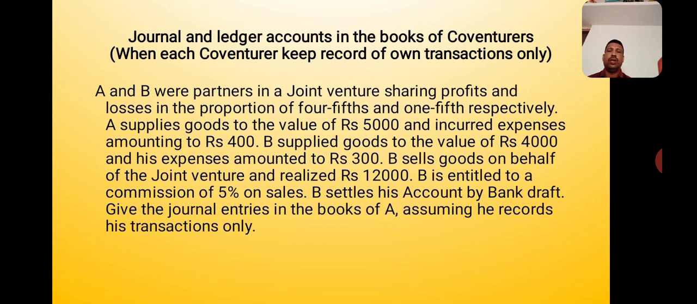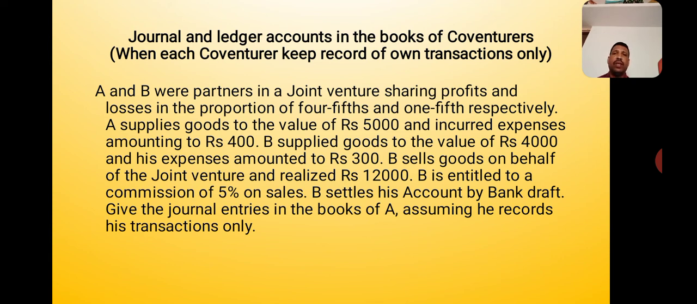Here A supplied goods to the value of rupees 5,000 and incurred expenses amounted to rupees 400. This journal entry will be recorded in the books of A. B supplied goods to the value of rupees 4,000 and his expenses amounted to rupees 300. This transaction will not be passed. Journal entry will not be passed for this transaction. And also B sells goods on behalf of the joint venture and realized rupees 12,000. This journal entry also will not be passed.